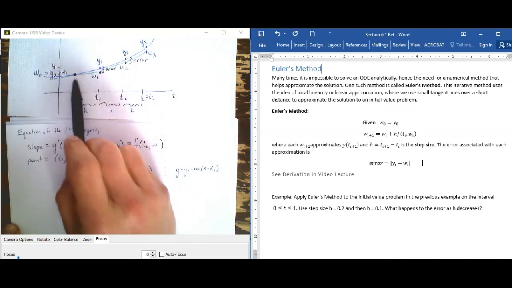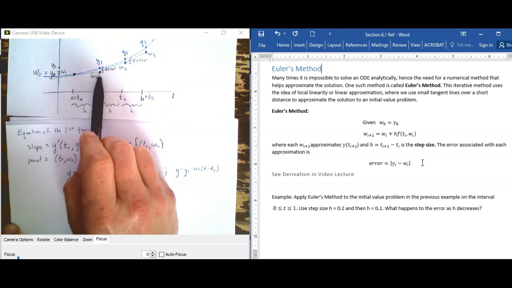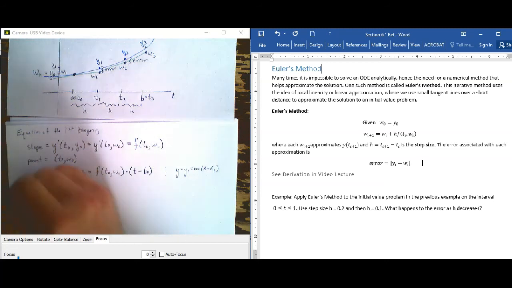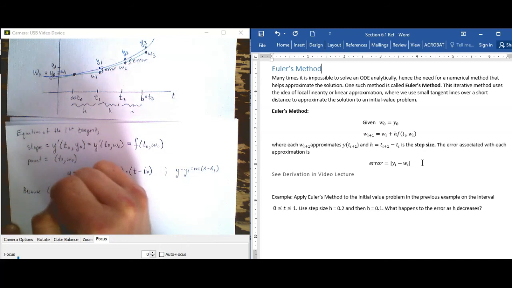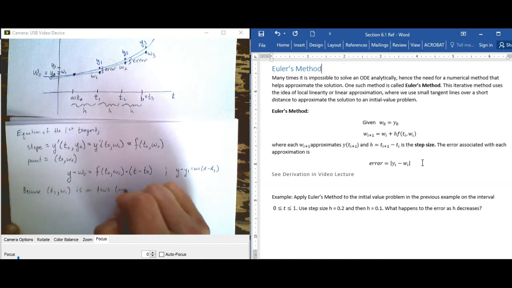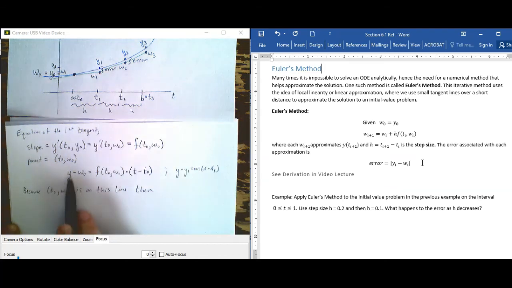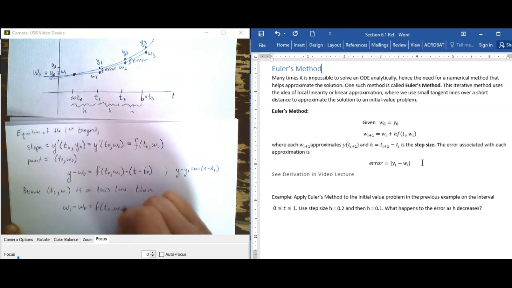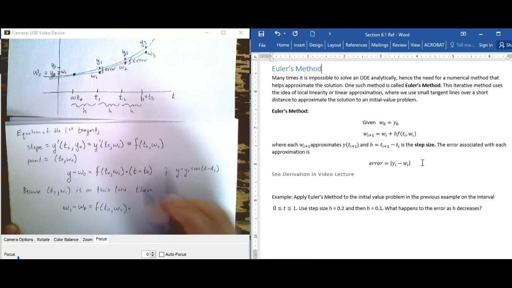So we know that this is going to approximate another point on the line. Well, what's this point? This point is T1, W1. So because T1, W1 is on this line, then our y value would become W1 minus W0 equals F of T0, W0 times T1 minus T0.